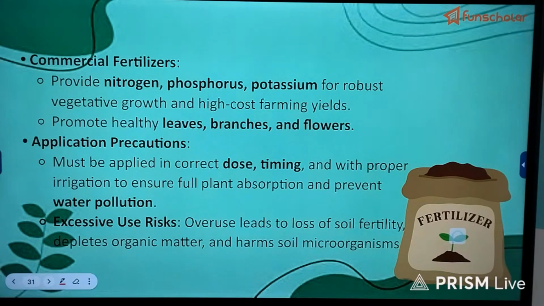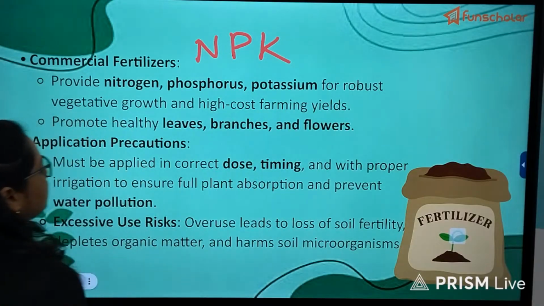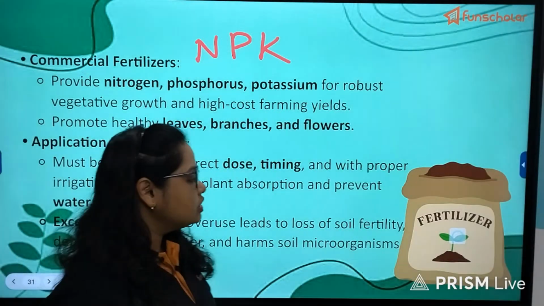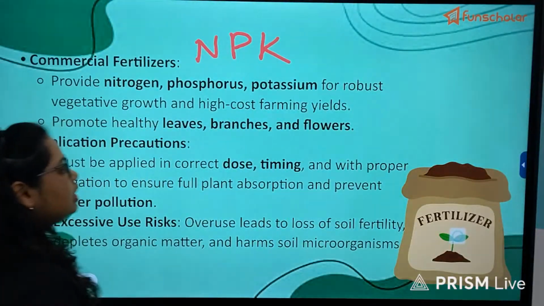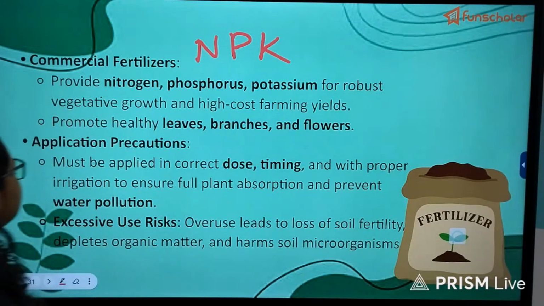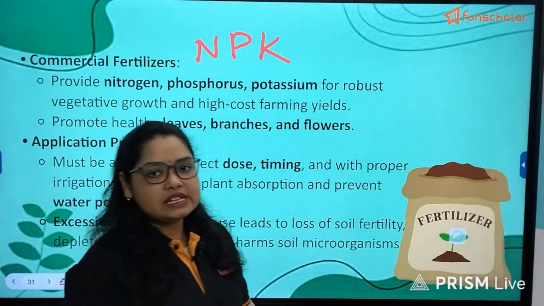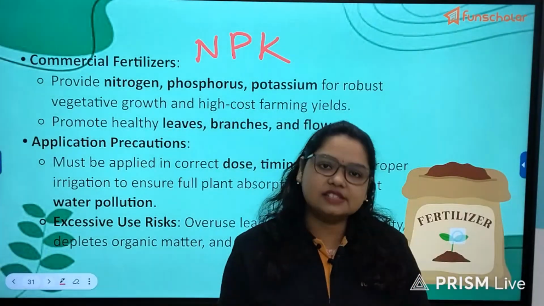Commercial fertilizers provide nitrogen, potassium, and phosphorus. We know that, in short, we say NPK fertilizers, for robust vegetative growth and high cost farming, because since they are produced synthetically in the laboratories, they are very expensive, and all farmers cannot afford them. It gives high vegetative growth in a very short duration of time, but at the same time it makes the plants very much resistant to the use of fertilizers only.